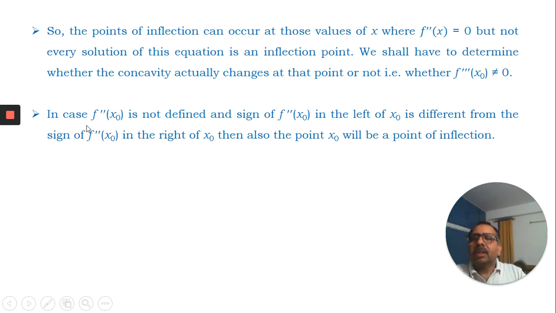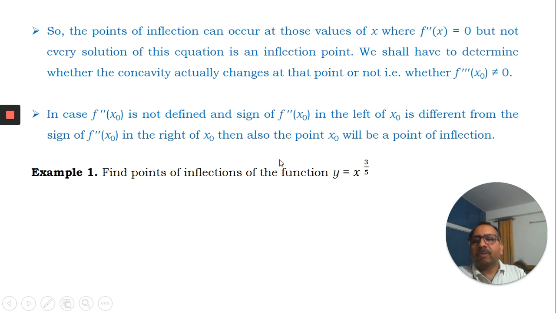The second thing is, if the double derivative is not defined, that point can also be a possible point of inflection. So we shall find those points where the derivative is not defined and see the behavior of f double dash x on the right side and left side of this point. If the sign of the double derivative changes going from left to right, then we say the point x naught is a point of inflection.